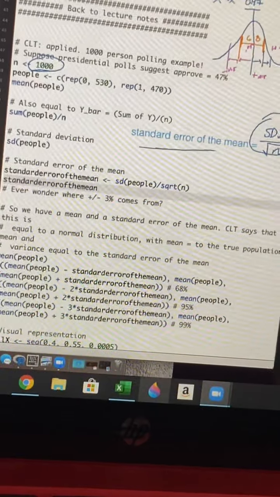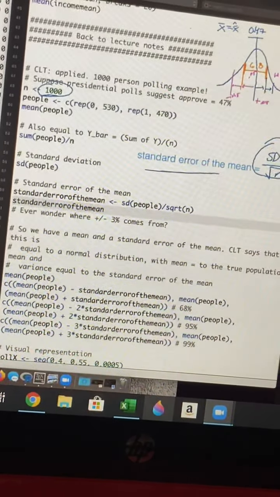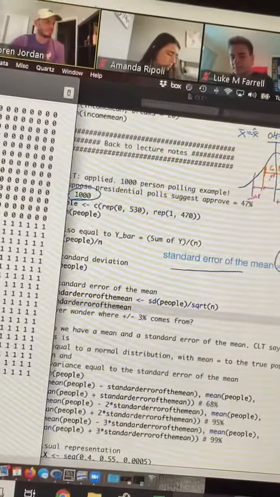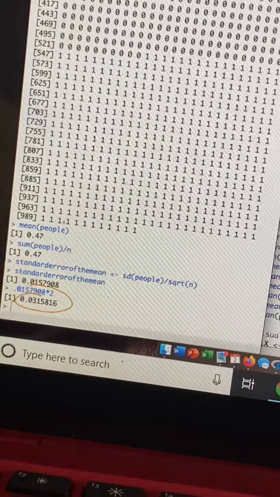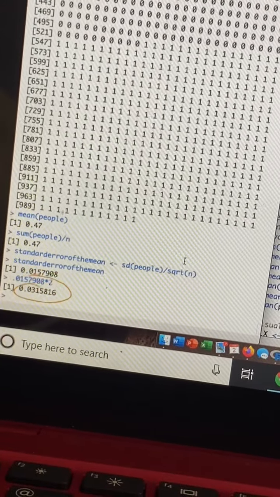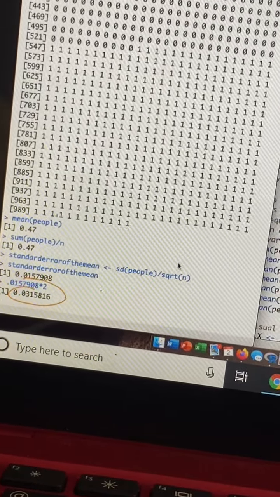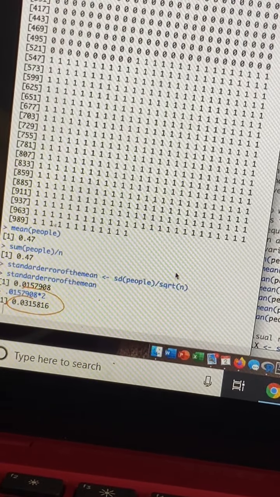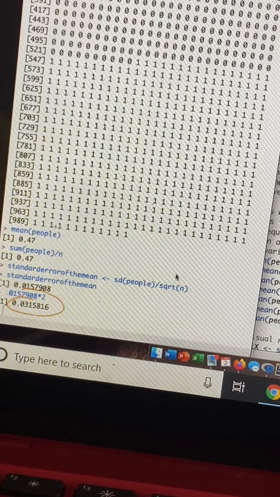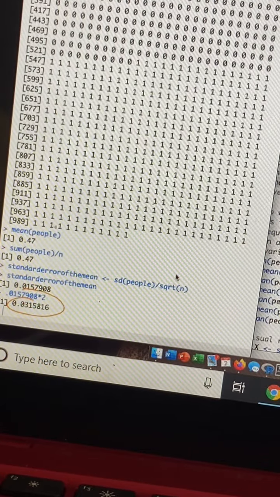Just as an offhand question, what is 0.015 times 2? 0.0157908 times 2 is about 0.03. You ever see a poll reported by USA Today or whoever that says the margin of error is plus or minus 3%? Ever seen that before in a newspaper? This is literally where that comes from.